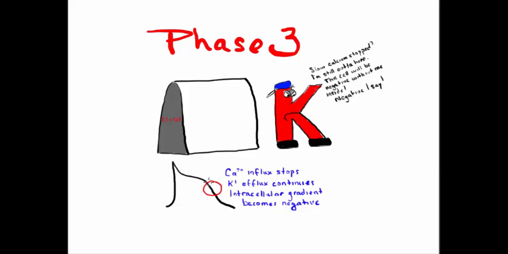Phase 3 is marked by the closing of the slow calcium channels and the beginning of repolarization. So even though the calcium has stopped coming in, the young punk teenager potassium is still leaving the cell, and he's trying to create an increasingly negative intracellular gradient.